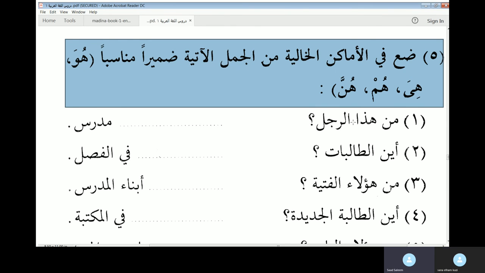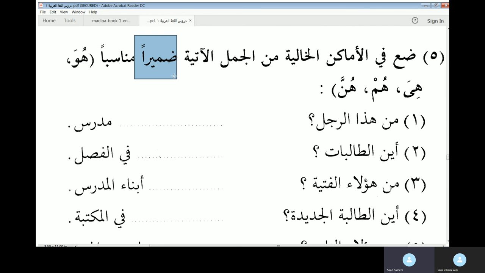Khali means empty, space. Min al jumali al atiyati, with the following sentences. Zamiran munasiban. Zamir means pronoun. And huwa, hiya, hum, hunna, all these are known as zamir. Munasiban is appropriate or suitable.